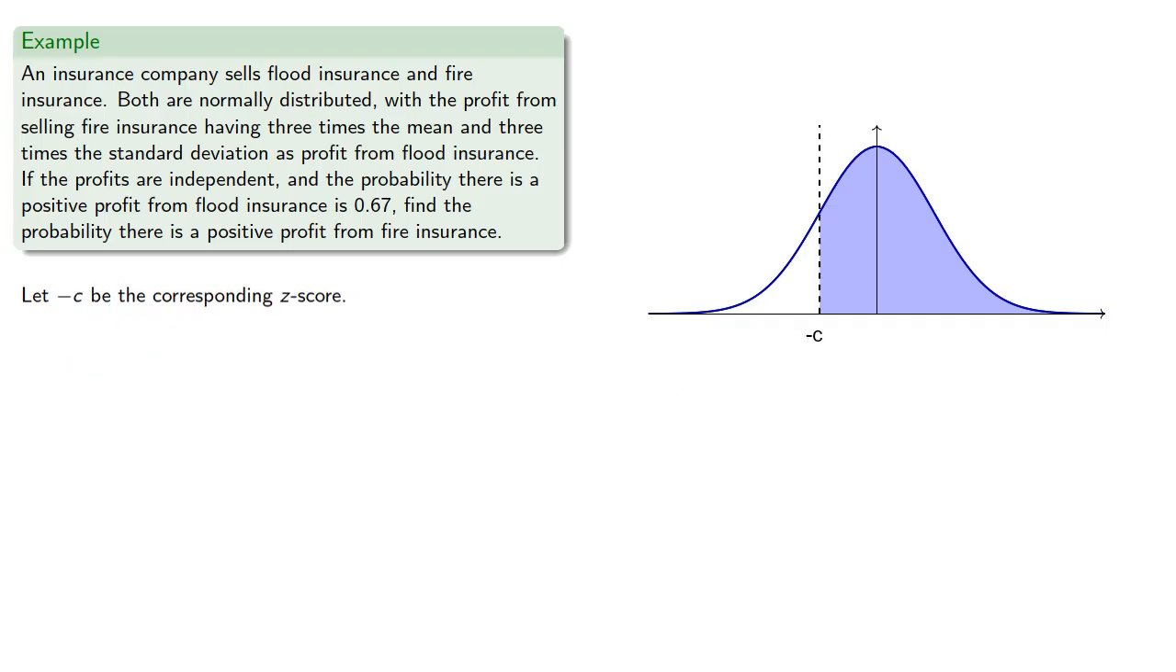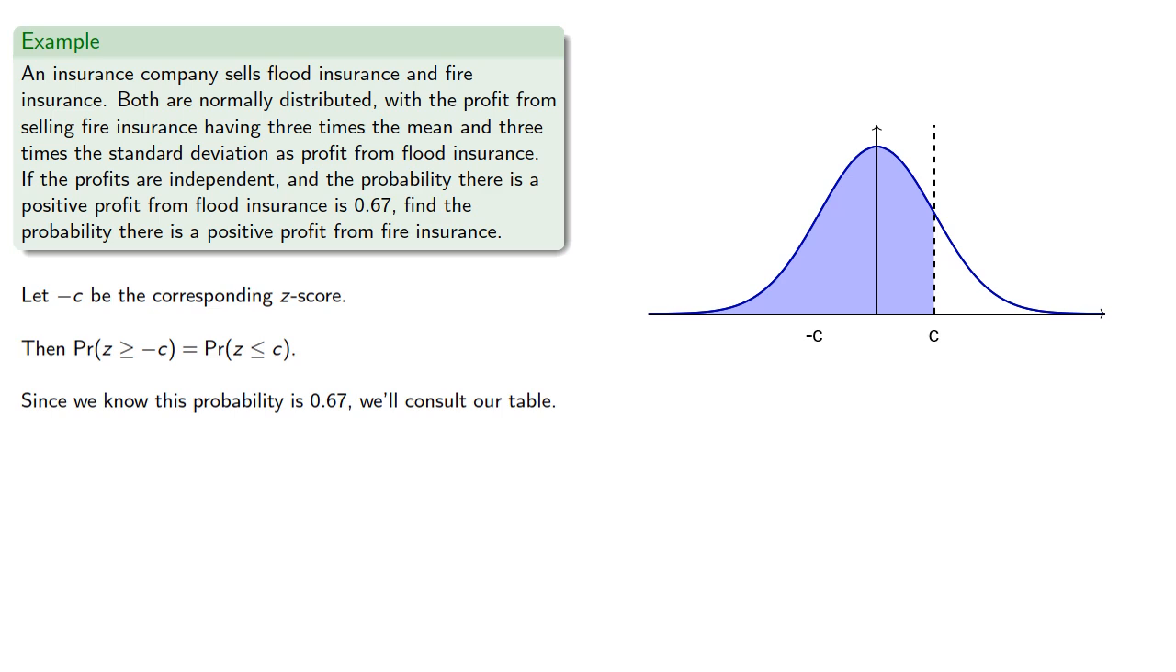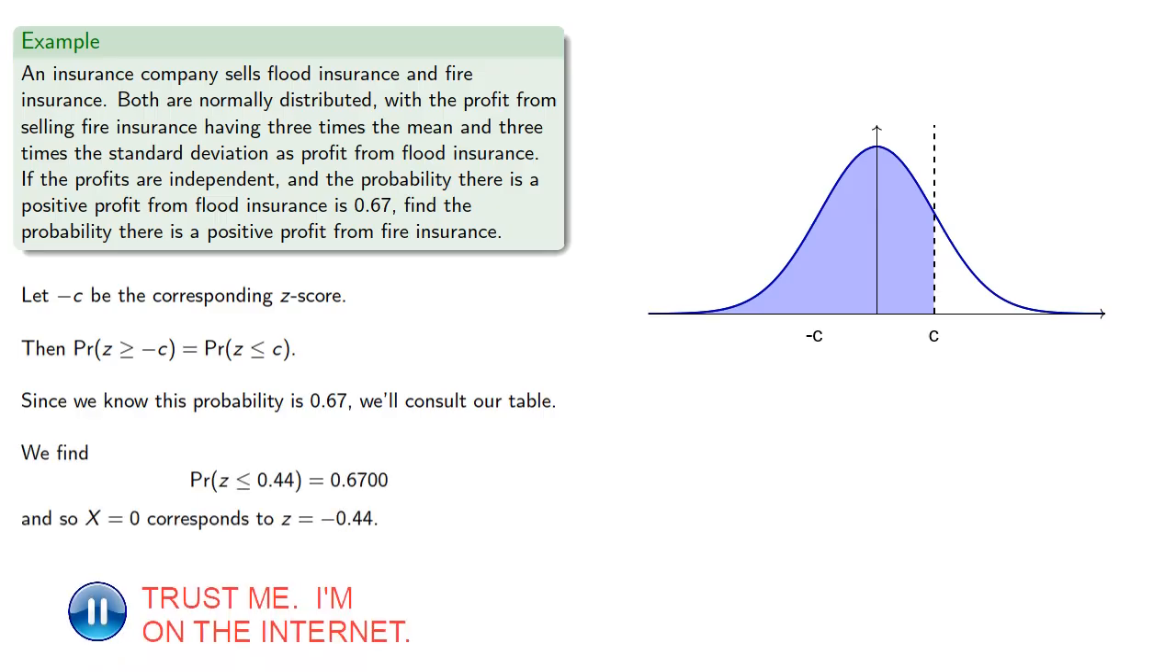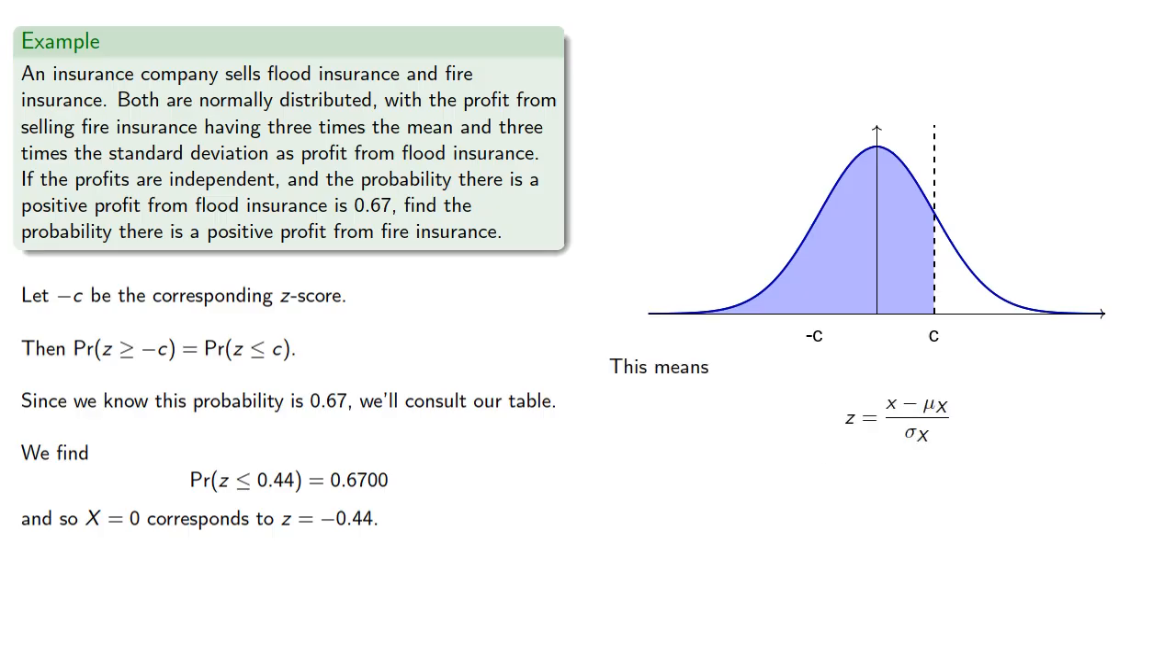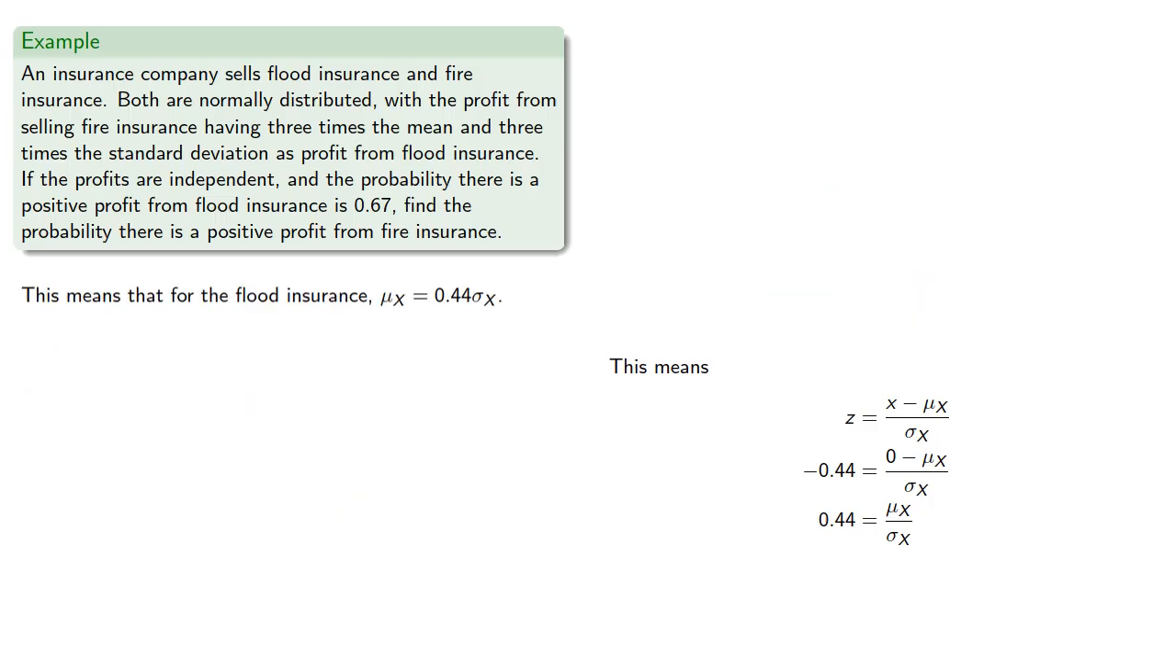And so let negative c be the corresponding z-score, where we change our variable to c because, well, we felt like it. And so our probability we're greater than a negative is the same as the probability we're less than the positive. And since we know this probability is 0.67, we'll get it from our table. And so x equals 0 corresponds to z equals negative 0.44. And we can substitute these into our z-value formula and find a relationship between the mean and the standard deviation. And so our mean is 0.44 times the standard deviation.